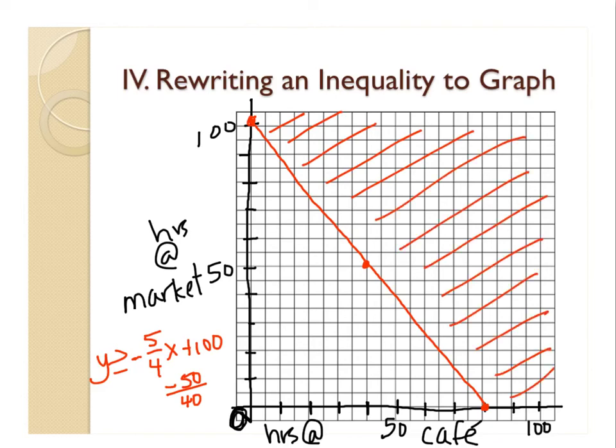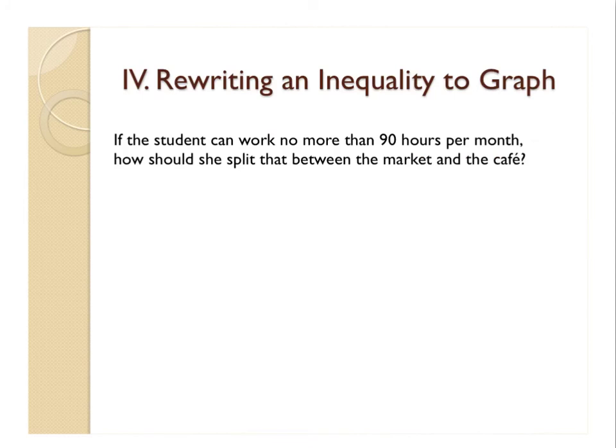All right. Okay, so the question that we now have to address is actually on the next slide. So I'll make a copy of this one and make an extra slide. So let's go. If the student can work no more than 90 hours per month, how should she split that between the market and the cafe?